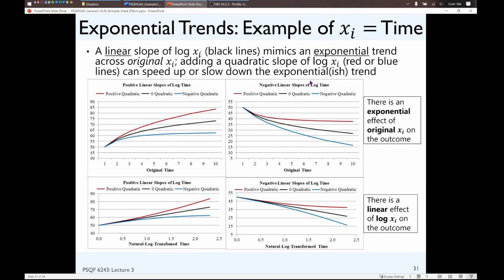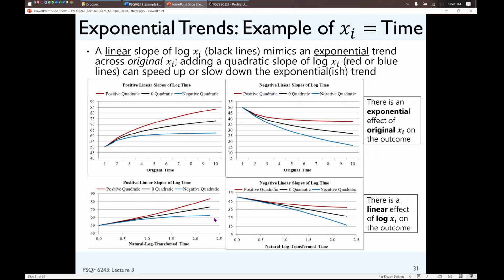And just one more thing I want to point out here in terms of exponential trends. So what I have here is original time on the x-axis ranging from 1 to 10 in the top 2 figures, and then I have what the model actually was using, natural log transform time, on the bottom. If you look at the black lines on the bottom here, these were generated using a positive linear slope of log time on the left-hand side or a negative on the right-hand side, but note that it's linear, okay?